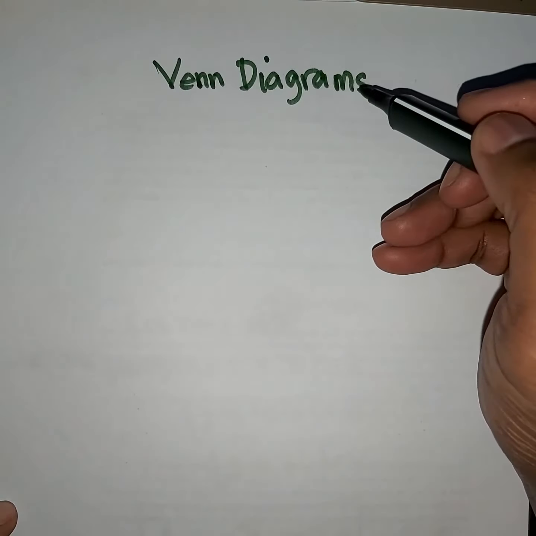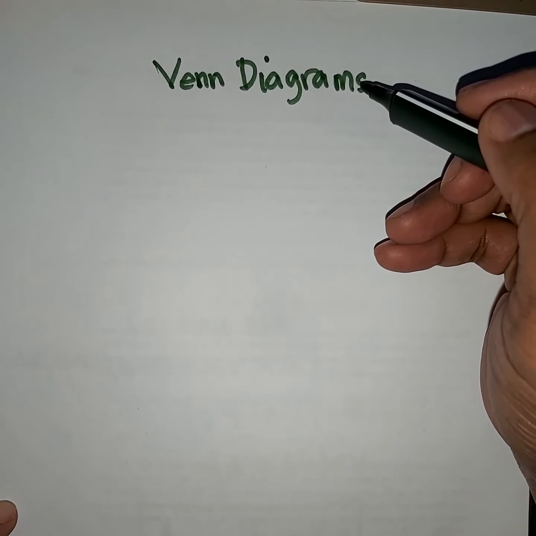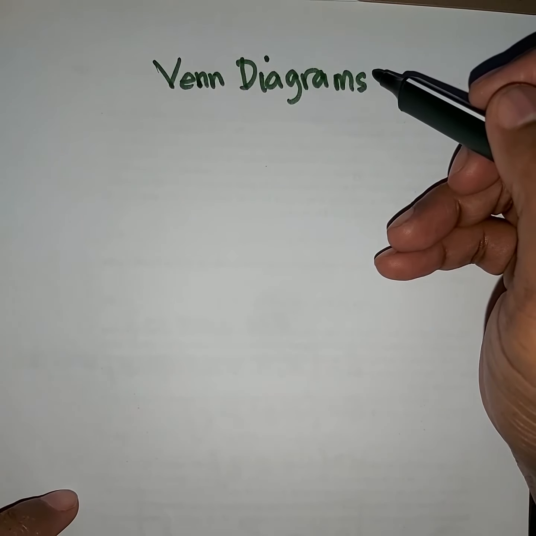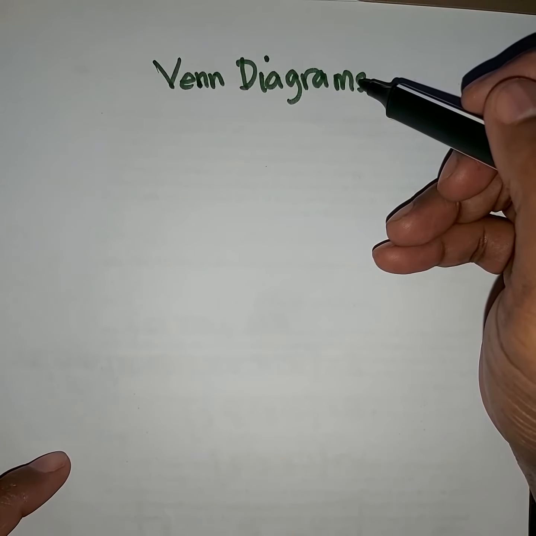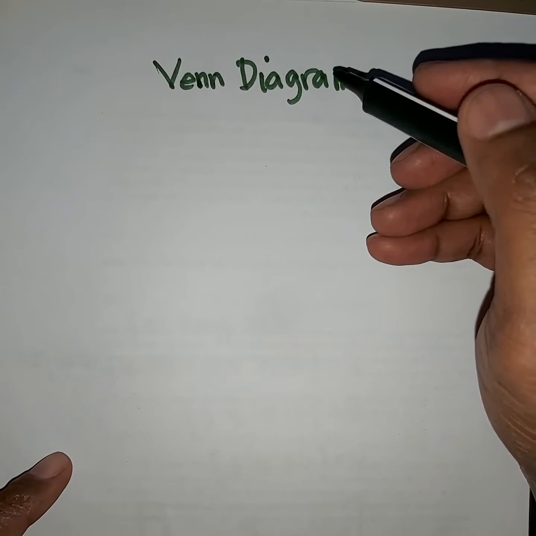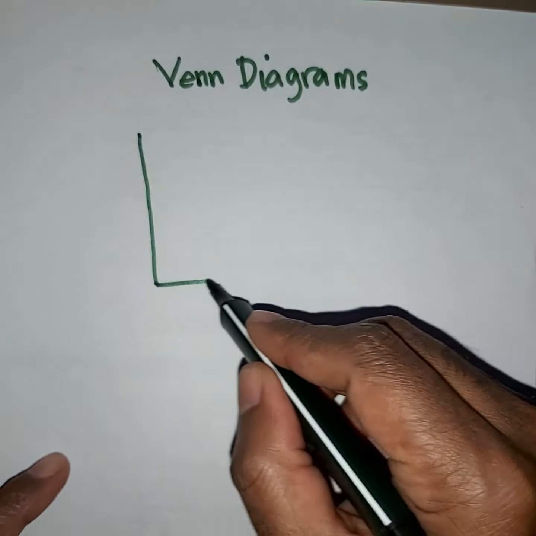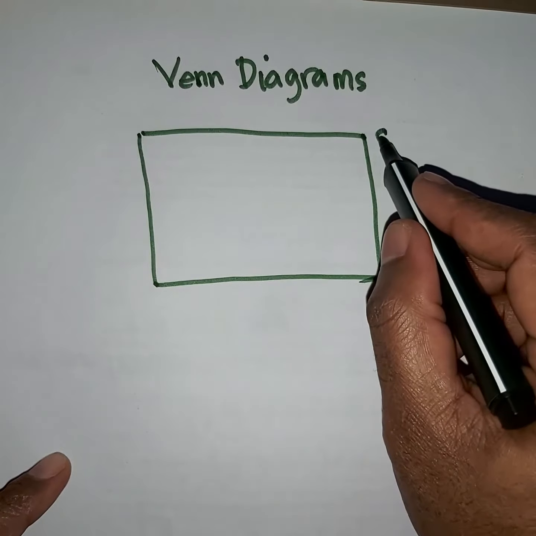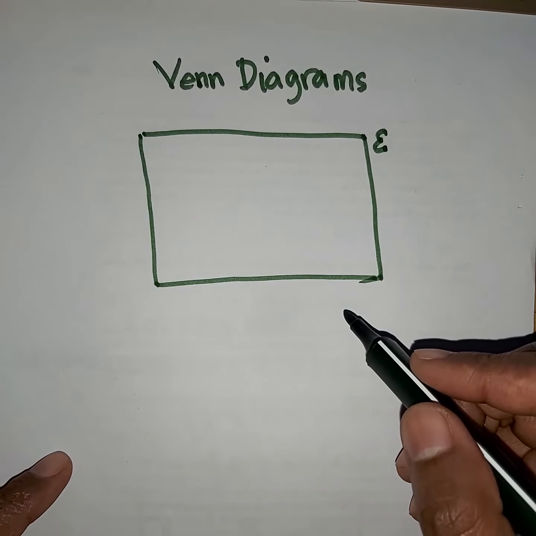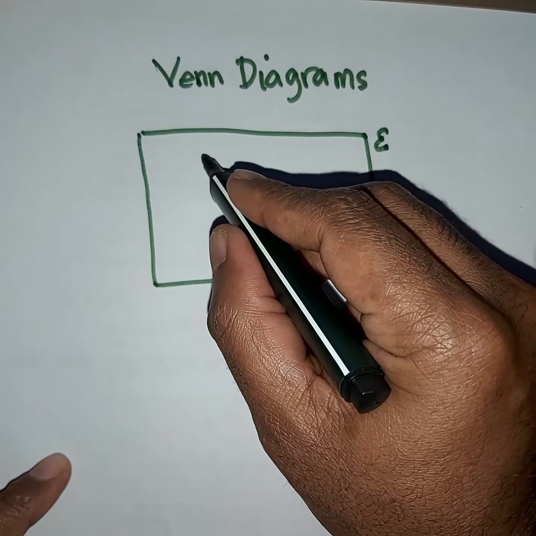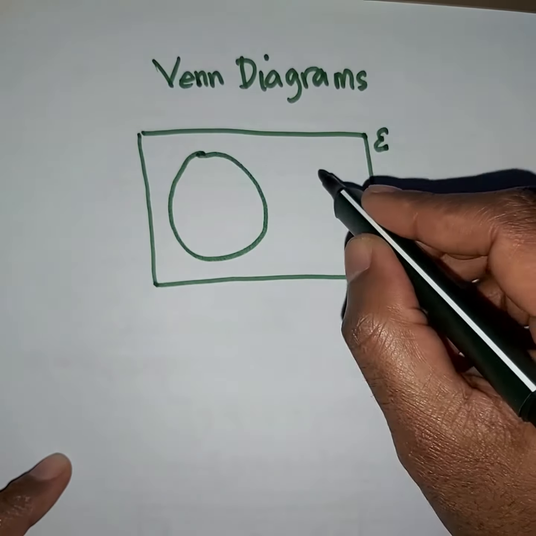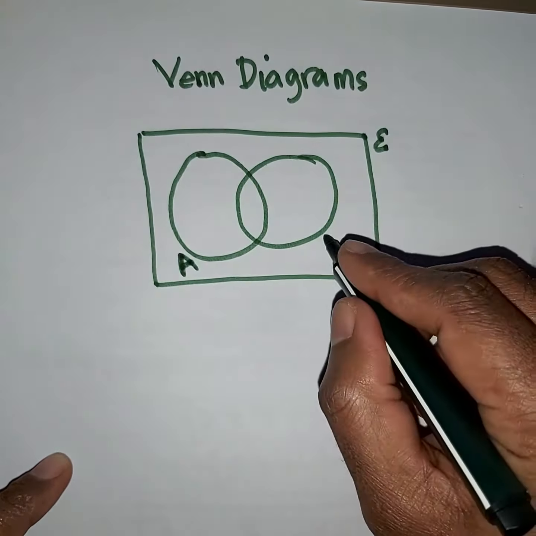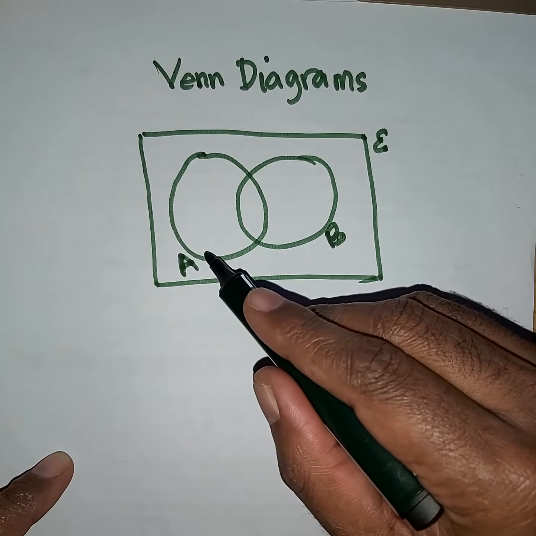Now, you can use Venn diagrams to express sets. A Venn diagram involves a rectangle that is the universal set, including circles where the circles are labeled, for example, A and B, to represent sets.